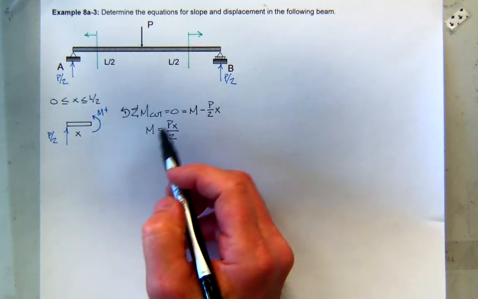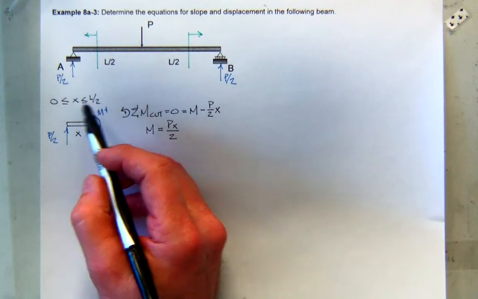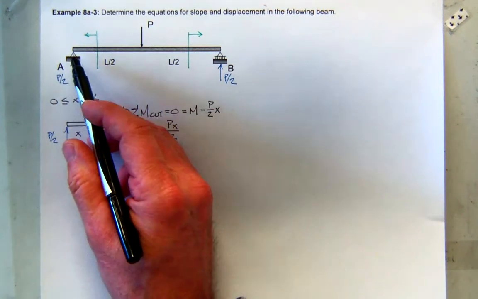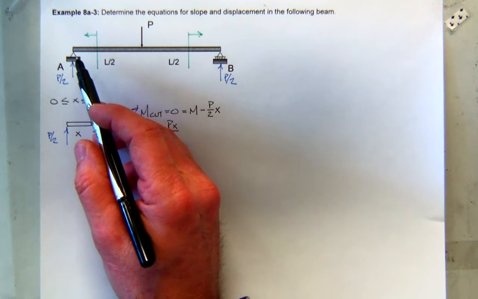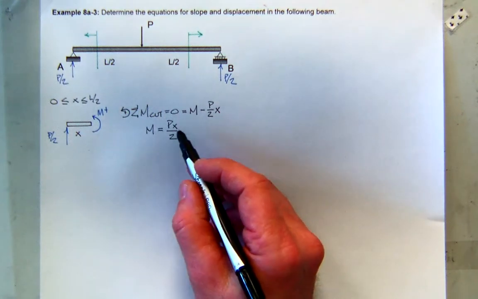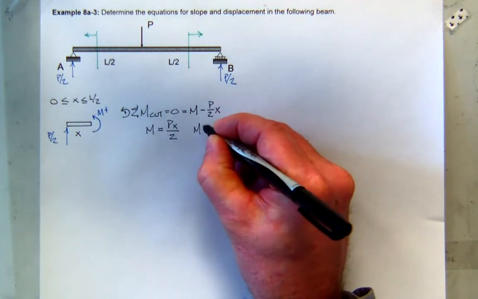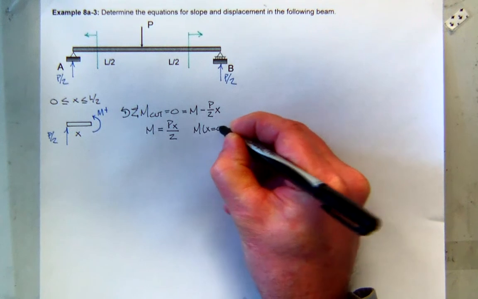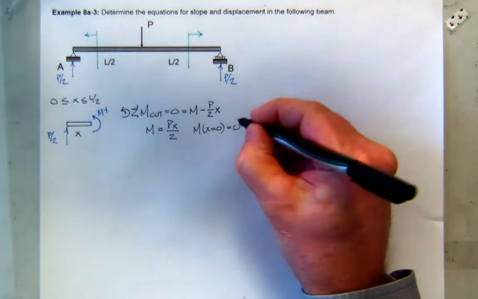Now remember, this function is only valid between 0 and L over 2. Do I know the moment anywhere in that range, 0 to L over 2? Yeah, I know it here at A. What is the moment at A? 0. And that's at x equals 0, so I plug in x equals 0. It does check. So I'll write that there too. So I know the moment at x equals 0 is 0, and currently my function says that's okay.